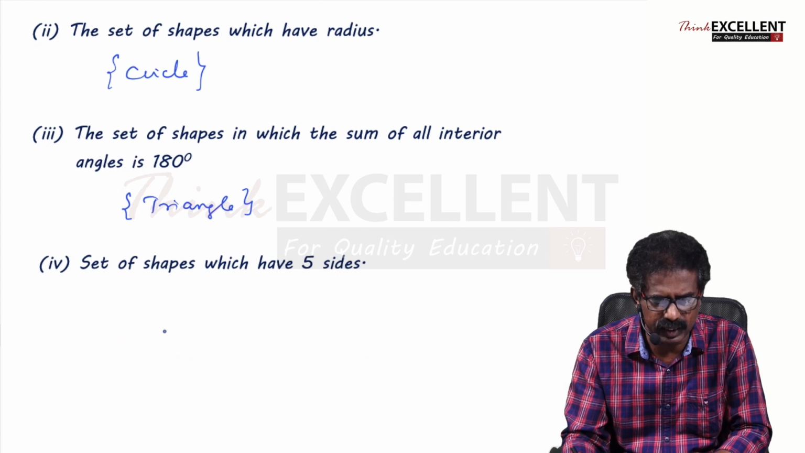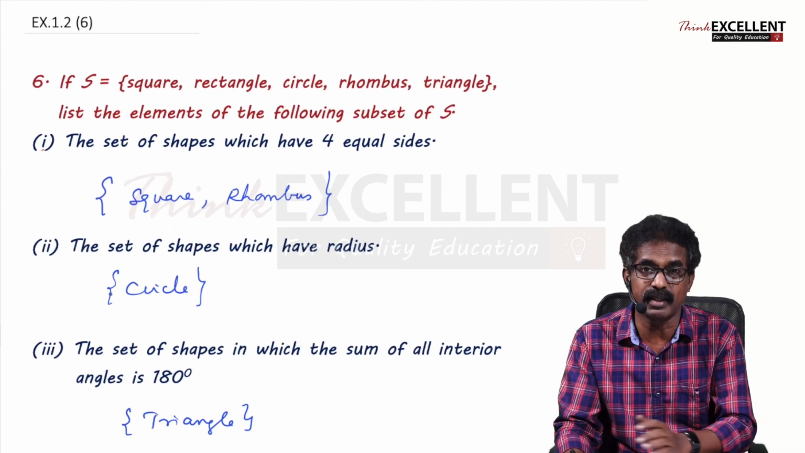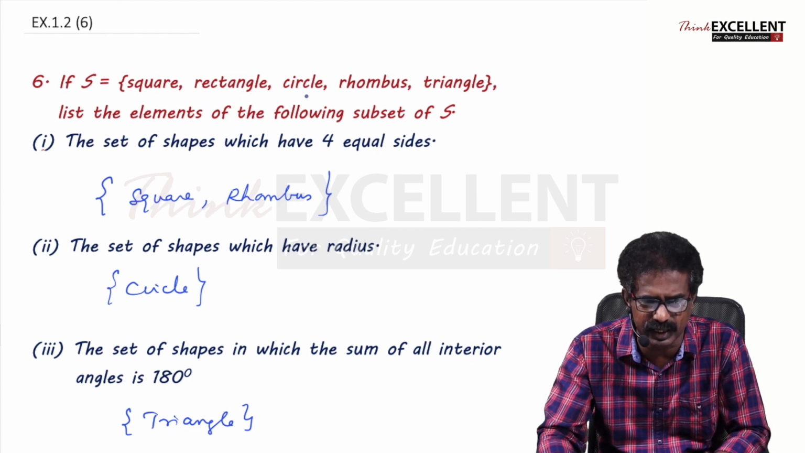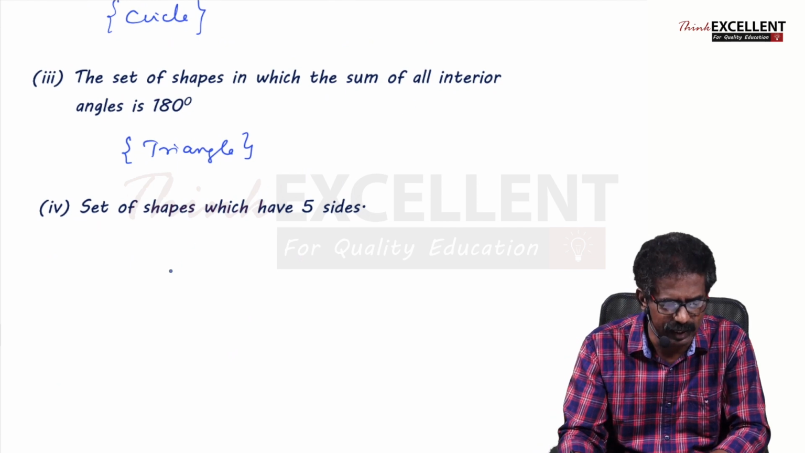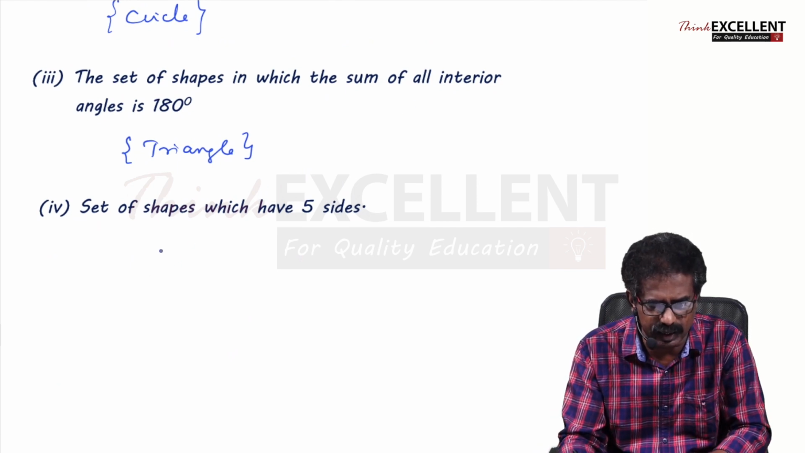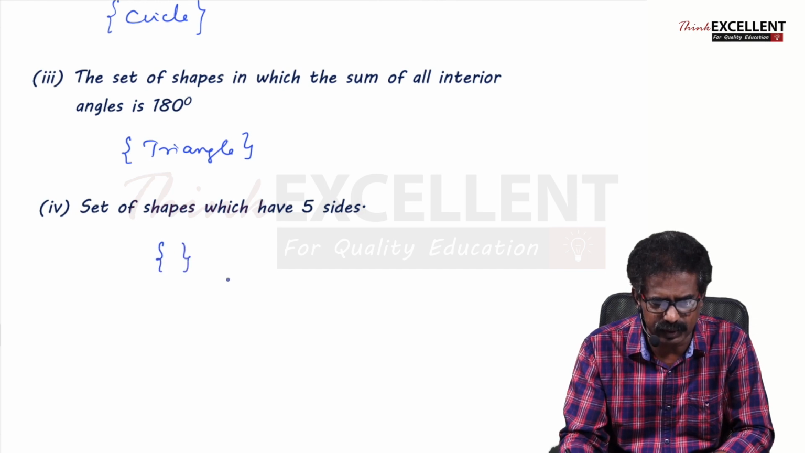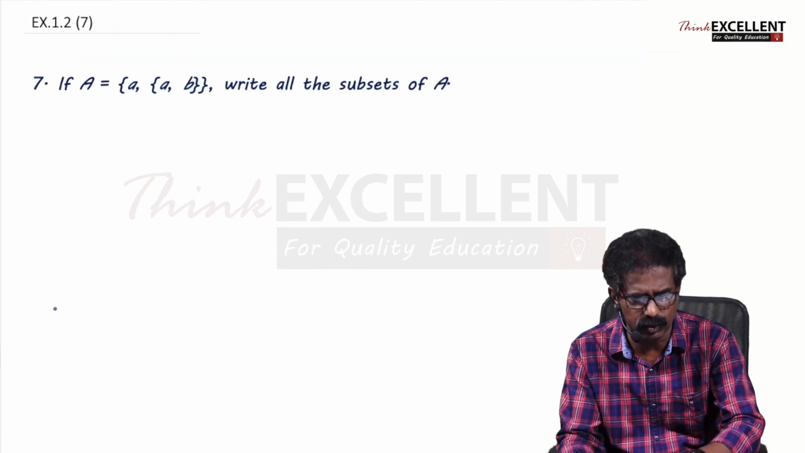Set of shapes which have 5 sides. 5 sides means it is pentagon, right? So here pentagon is not given. Square 4 sides, rectangle 4 sides, circle no sides, right? Rhombus 4 sides, triangle 3 sides, 5 sides nothing. So what is your answer? It is what? Null set, right? Set of shapes which have 5 sides, null set. Okay, so hope you understood that. Now let us go for the next question.